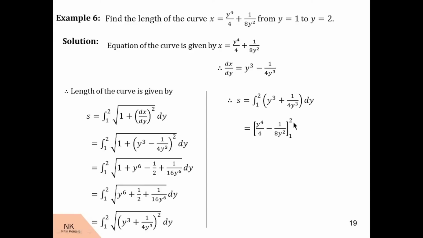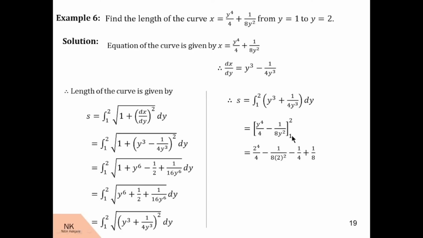Now let us substitute these limits in y. After substituting this upper limit 2 in y, we have 2 raised to 4 upon 4. This 4 can be written as 2 square. So this 2 raised to 4 upon 2 square gives 2 square minus 1 upon 8 into 2 square.